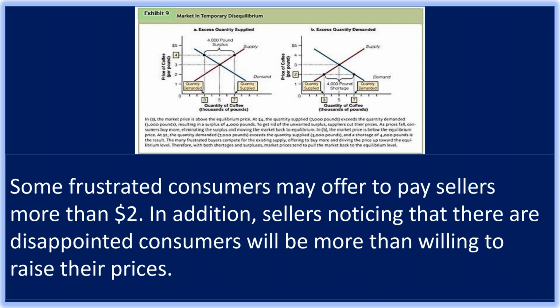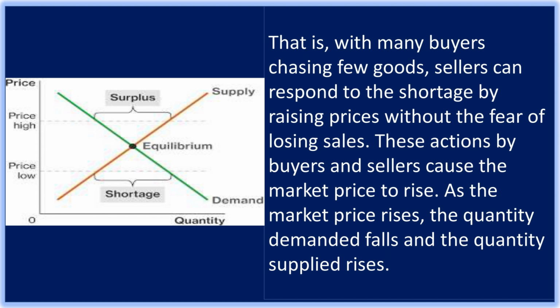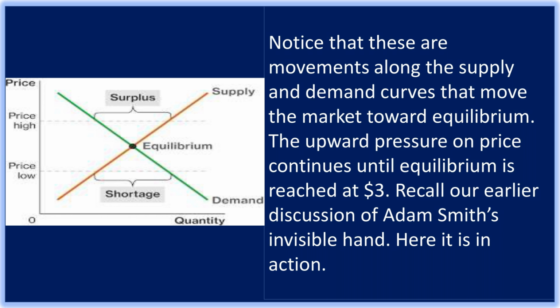Some frustrated consumers may offer to pay sellers more than $2. In addition, sellers noticing that there are disappointed consumers will be more than willing to raise their price. That is, with many buyers chasing a few goods, sellers can respond to the shortage by raising prices without the fear of losing sales. This action by the buyers and sellers causes the market price to rise. As the market price rises, the quantity demanded falls and the quantity supplied rises. Notice that these are movements along the supply and demand curves that move the market towards the equilibrium.